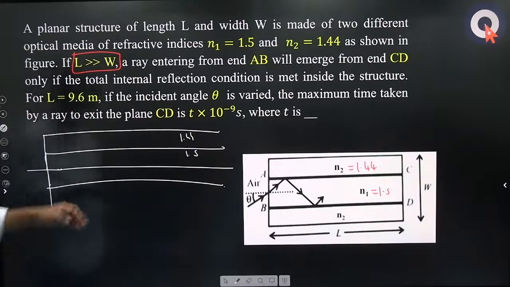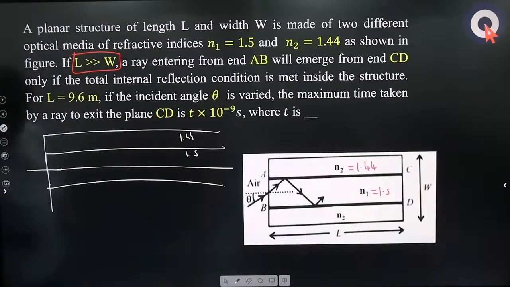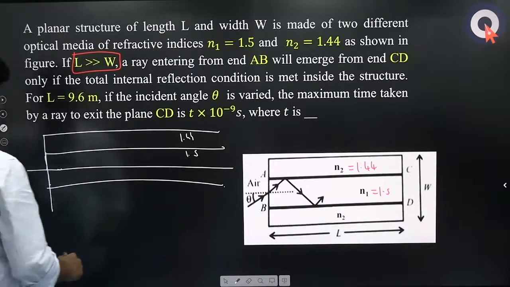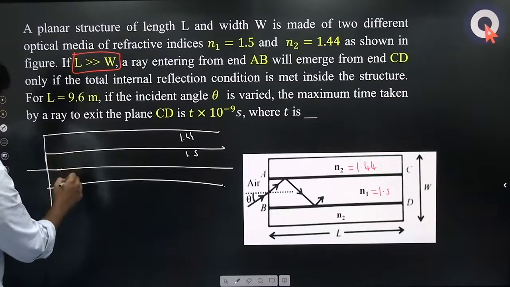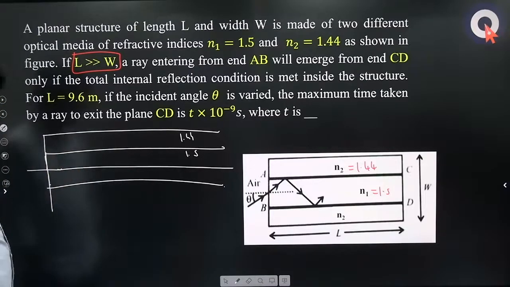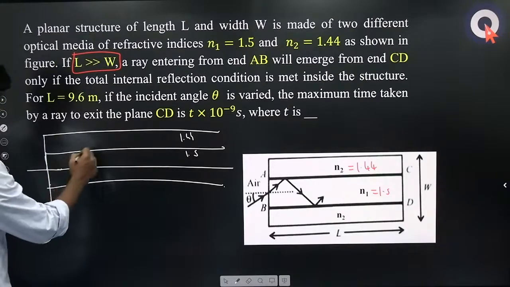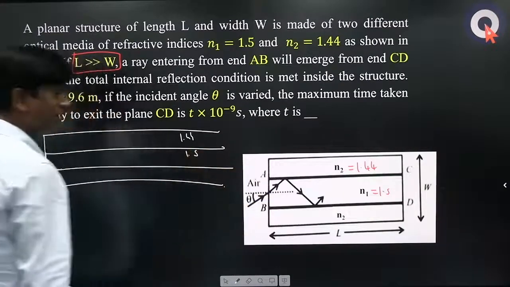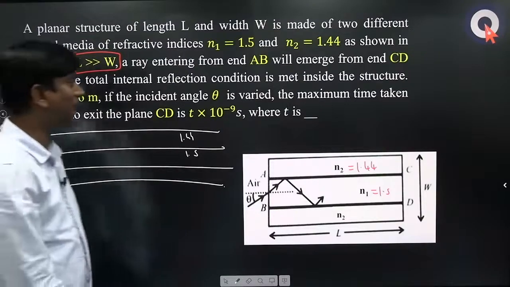So definitely it is going from a denser. See here, once it has entered into this, from air only it is entering. So here it is undergoing total internal reflection, means this should be the critical angle, greater than the critical angle. So the thing is, if it is very much greater than the critical angle, then it will have a total internal reflection like this, like this, like this. Correct or not? But they are asking maximum time.